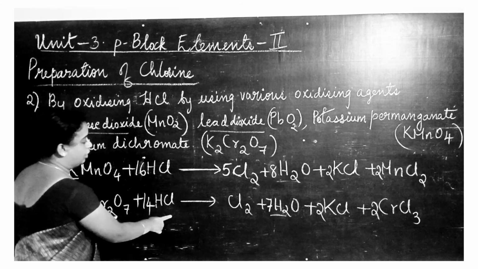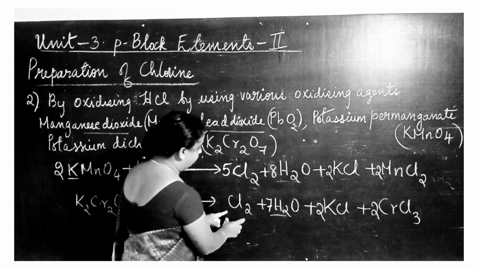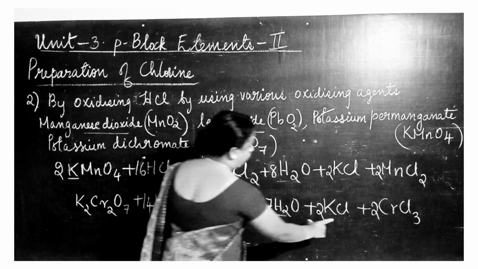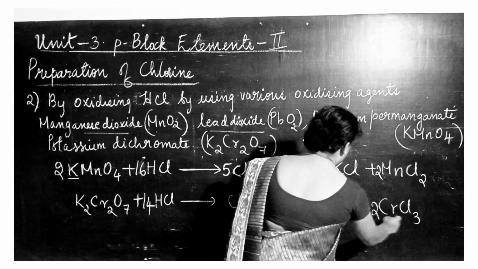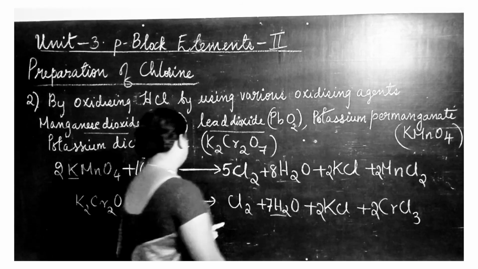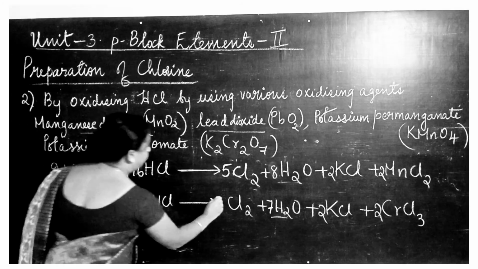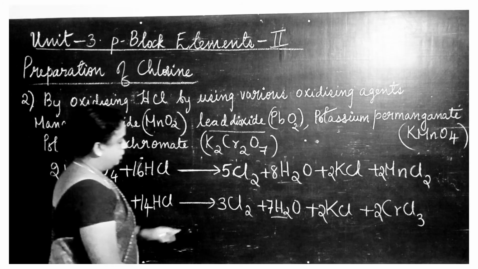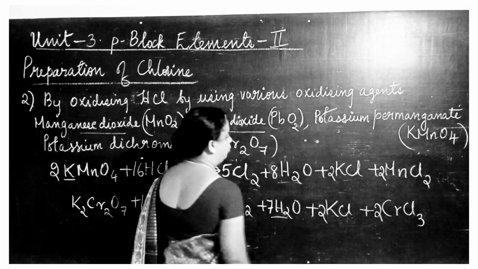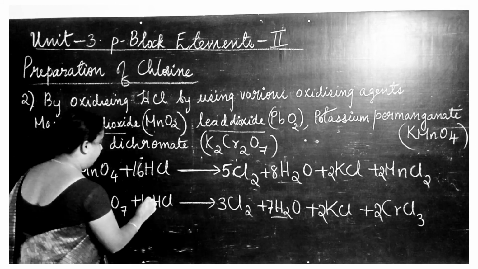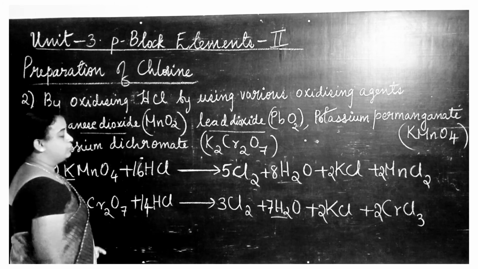Now you look, 14 chlorine should be there. Now let us check whether we are getting 14. 2 chlorine, 4 chlorine, and 6 chlorine. So 10 chlorine we get. When I put here 3, that is 6 chlorine, 6 plus 6, and here it becomes 2 chlorine, so 14 chlorine. Okay, so the 14 chlorine is also balanced.